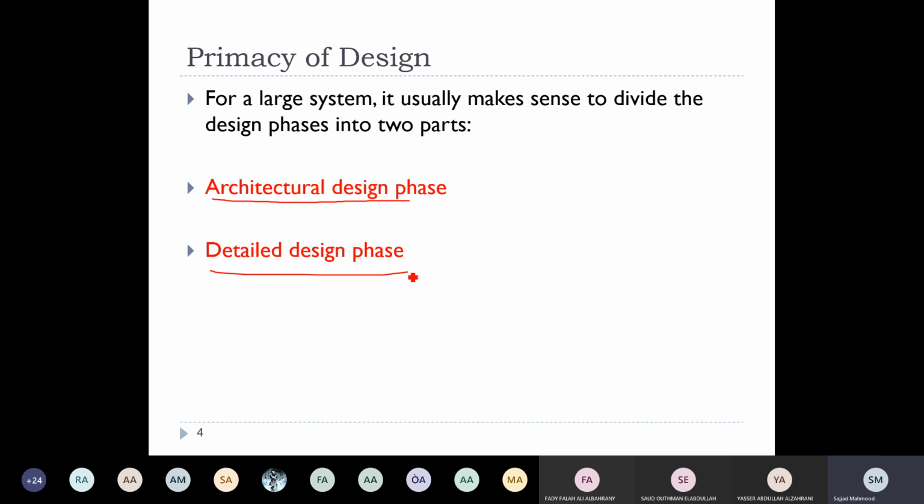Now again, from your 205 days, do you recall any architectural design style? Event driven, something like that. Maybe. Repository design, maybe. MVC, maybe. Yes, MVC, layered, and so on and so forth, right? Client server. Now, this at the end of the day is what? These are my components, okay?